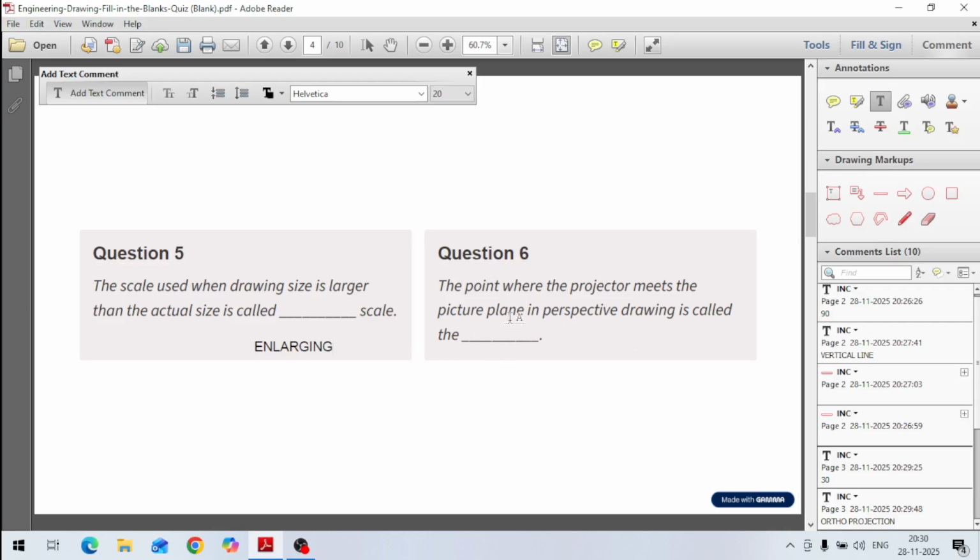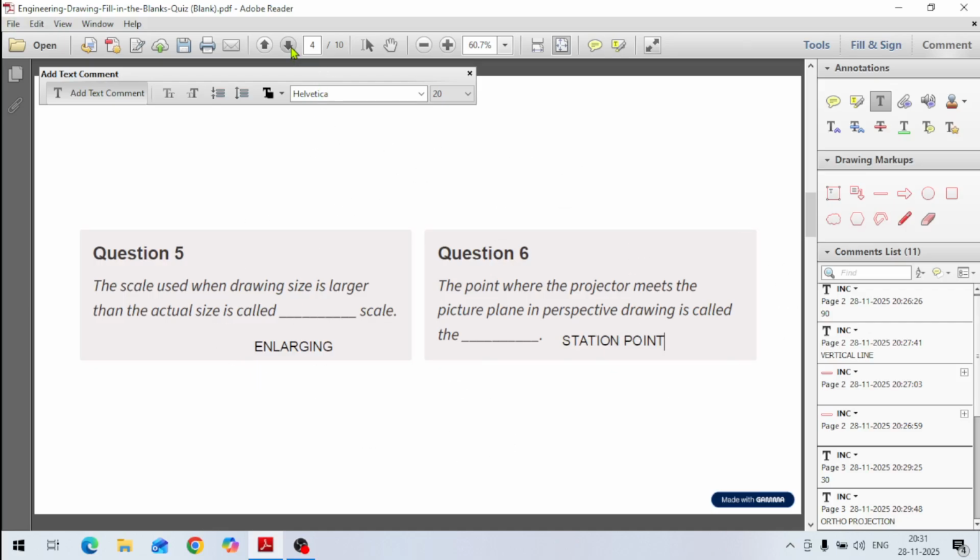Next question is: the point where the projector meets the picture plane in perspective drawing is called. The point where the projector meets the picture plane in perspective drawing is called the station point. It is a station point.